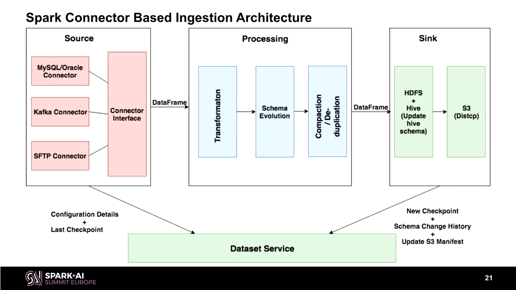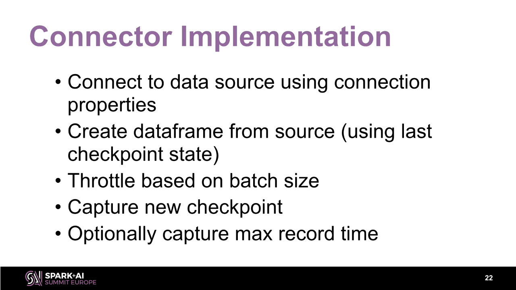So let's start with the source layer. The source layer is built on the concept of connector architecture, wherein we have a connector interface, and that interface is supposed to be implemented by the respective source connector. Let's say you have MySQL, then there will be a MySQL connector, Oracle connector, Kafka connector. Similarly, for all sources, there will be a connector. What these connectors are supposed to do is create a data frame based on the last checkpoint from the source. So let me briefly talk about some of the responsibilities of these connectors.